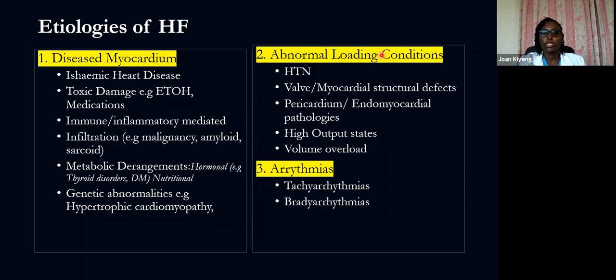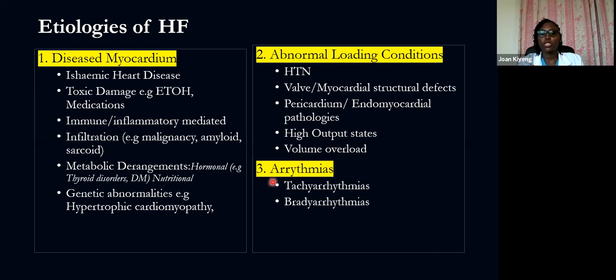For the abnormal loading conditions, here we are just talking about things that can increase the afterload and really make the ventricle work hard. These are conditions such as hypertension. It can be valve disease. For example, aortic stenosis is one of those that really makes the ventricle get tired. And even if you have regurgitant lesions, you have all this volume coming back down to the ventricle, and the ventricle has to work hard to squeeze. Of course, initially it does well, but as time goes by, the ventricles start failing. And there are some pericardial pathologies, for example, constrictive pericarditis, and also endomyocardial pathologies, high output states, and simply volume overload from many factors.